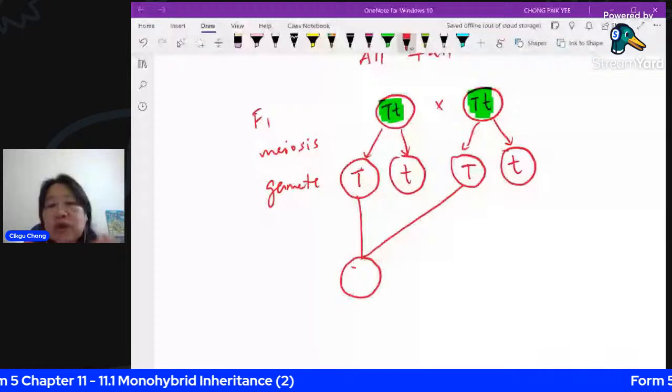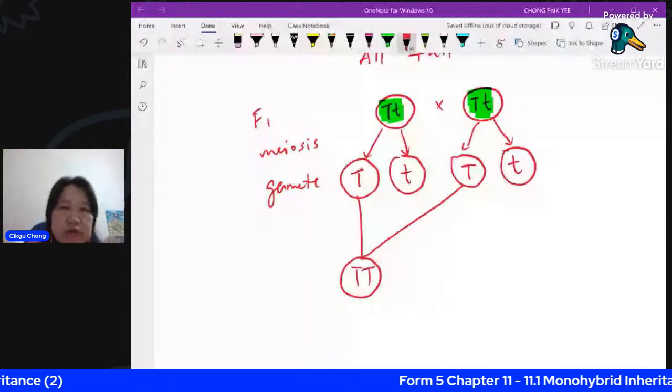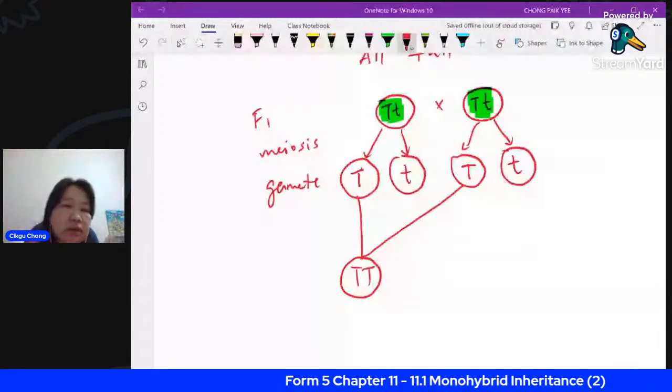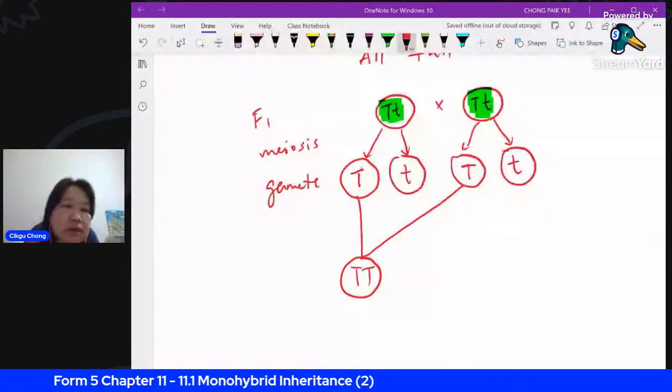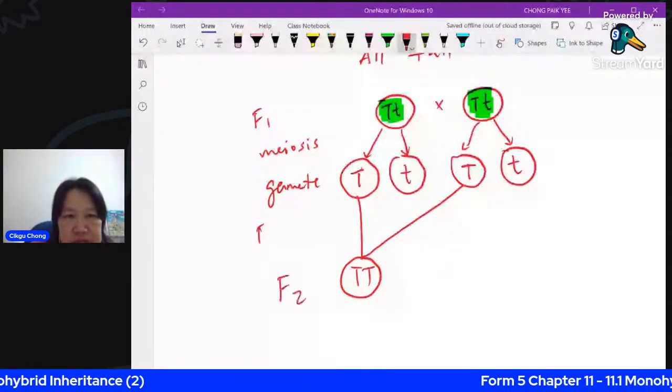Now, complete one. Don't draw all the lines and then fill up. You're going to get confused. You're definitely going to make mistakes. So you combine the 1 and 3 and fill up your F2 first. This is F2. This is fertilization. Okay, just draw and write as I go along.